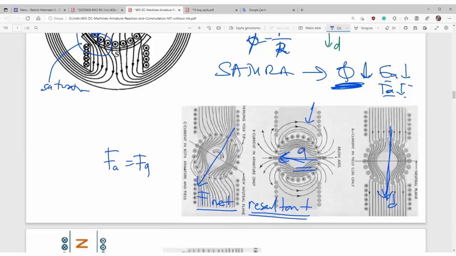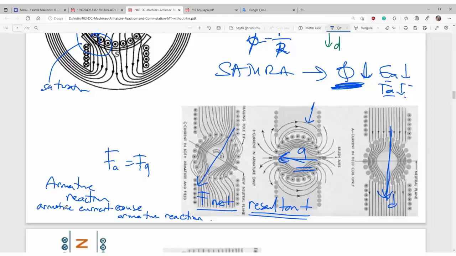And then the resultant flux will be distorted. That interaction is called armature reaction. Armature current makes armature reaction. Armature current causes armature reaction. If there is no armature current, there is no armature reaction. If there is high armature current, there is high armature reaction.